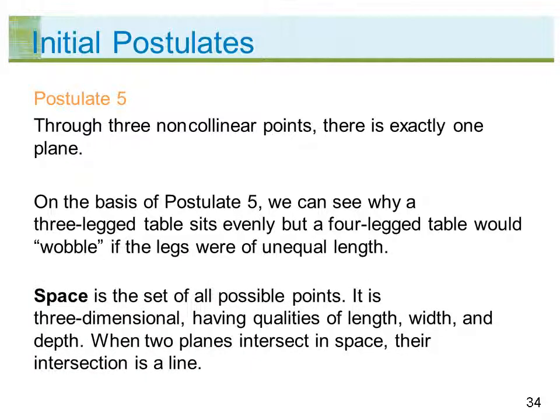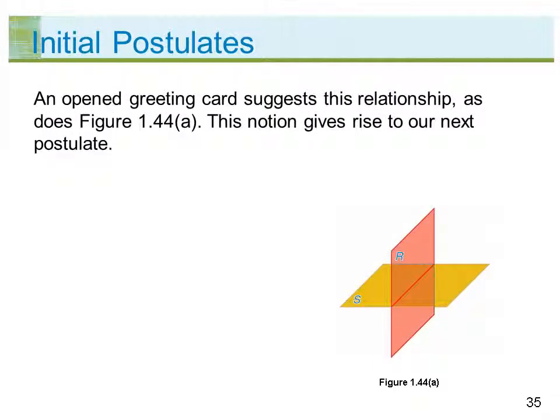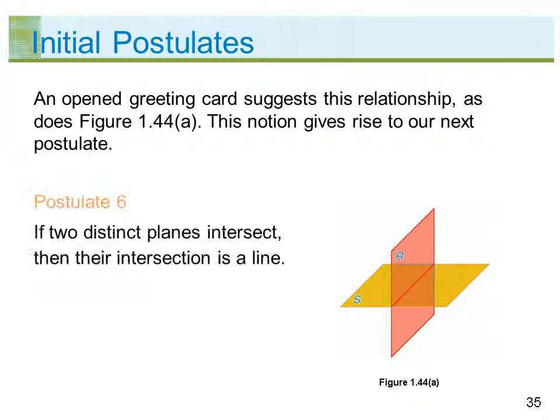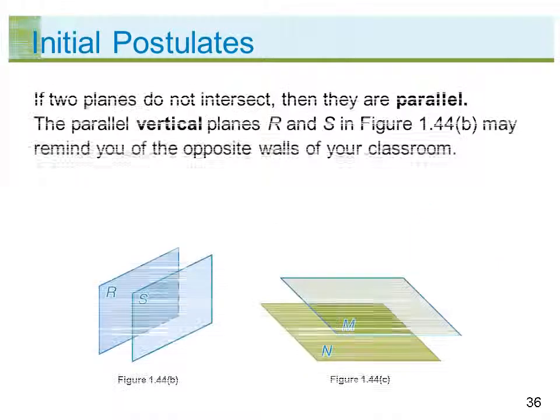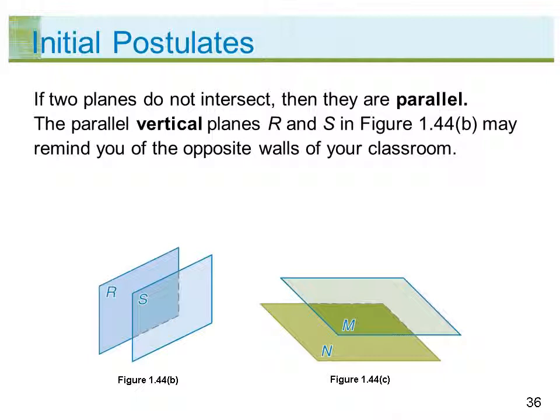Space is the set of all possible points. It is three-dimensional, having qualities of length, width, and depth. When two planes intersect in space, their intersection is a line. An open greeting card suggests this relationship, as does Figure 1.44a. This notion gives rise to our next postulate. Postulate 6. If two distinct planes intersect, then their intersection is a line. The intersection of two planes is infinite because it is a line. See Figure 1.44a. If two planes do not intersect, then they are parallel.